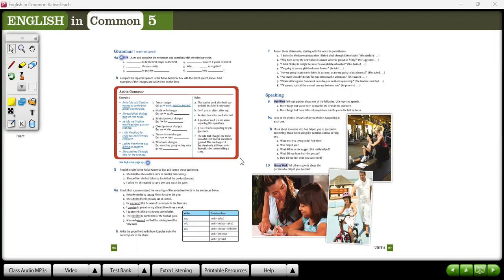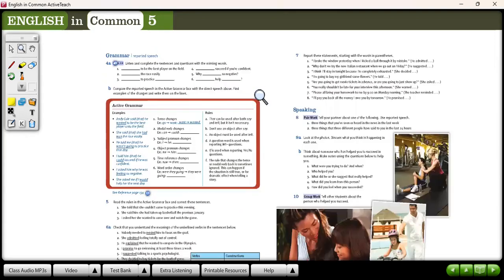So to start our lesson, let's listen to some sentences, and you have to complete the sentences with the words that are missing. So let's listen to these sentences.